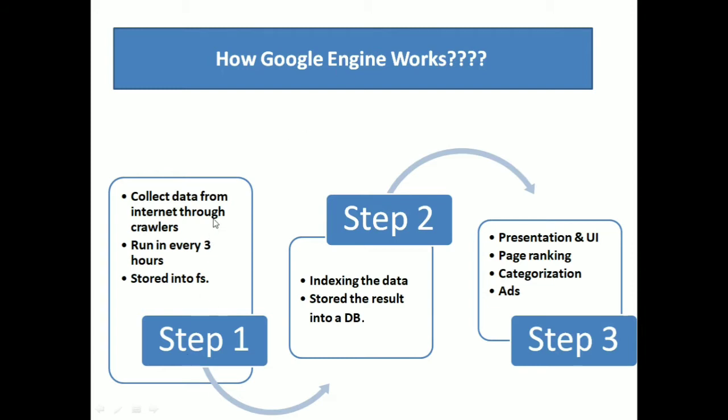In the first step, Google collects the data from the internet through different crawlers or bots. In this technique, every 3 hours Google's database is updated with the new pages which are publicly available, meaning the pages or information sites which don't have any login ID and password. Google accesses these pages and provides us the information as output. To access the pages, they use different crawlers or bots, and every 3 hours Google updates its database, and all the data is stored or dumped into a file system.